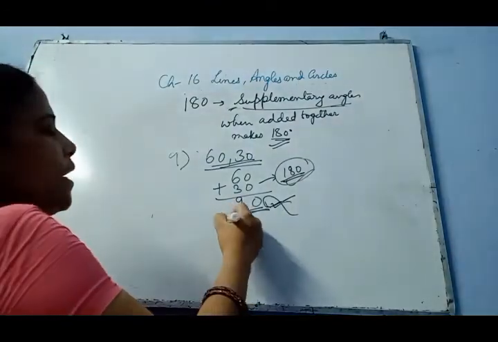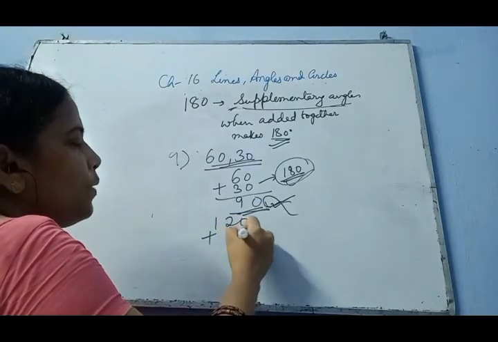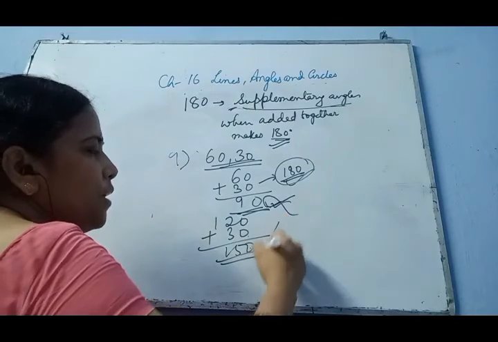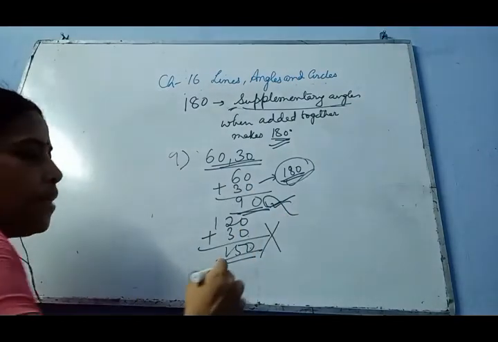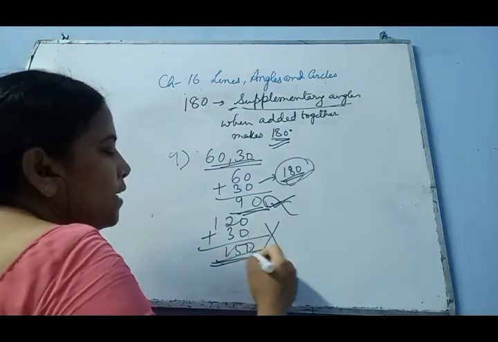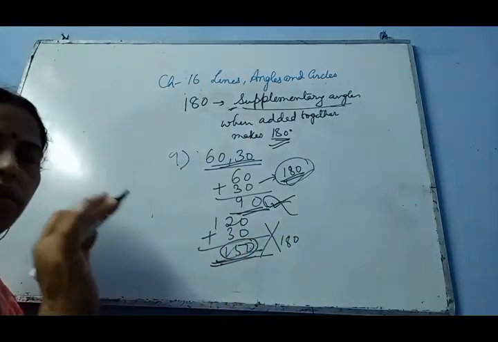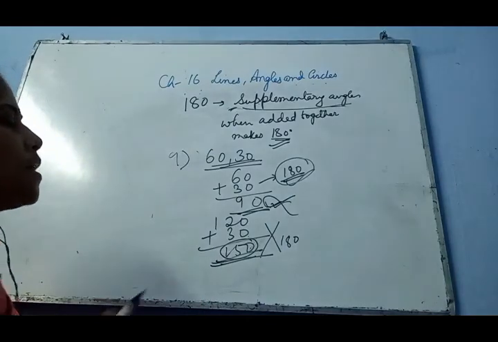Now 120 and 30, when we add, we get 150. Is this supplementary? This is also not supplementary. Why? When added, it should be 180, but this is 150. So this is also not a supplementary angle.